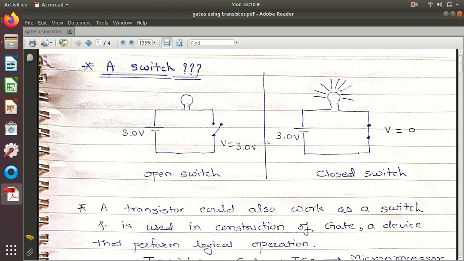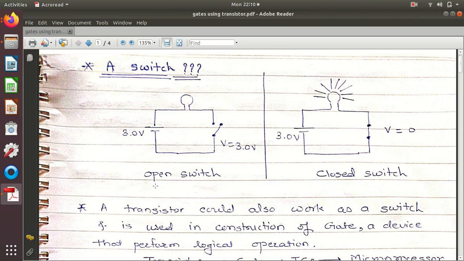Today we are going to see how we can construct the basic gates, that is AND gate, OR gate and a NOT gate by using transistors. So first of all, before going ahead, let me once again clear the concept of switch.